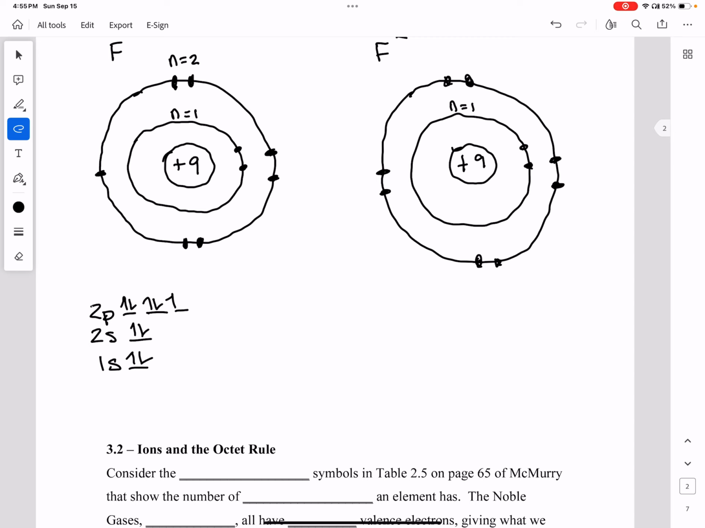Okay, so we have here in our valence shell 7 electrons. But here we've gained 1. So our valence shell contains 8. Sorry, that was a funky looking electron.